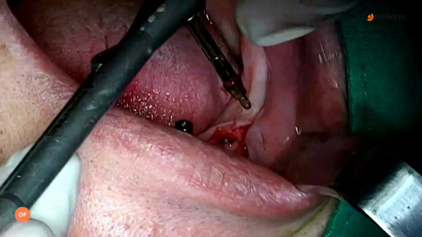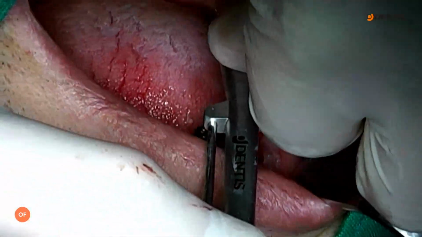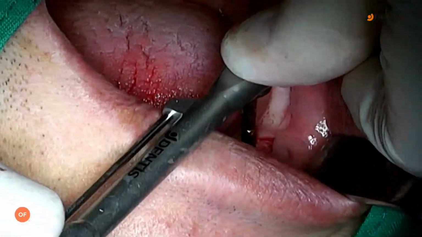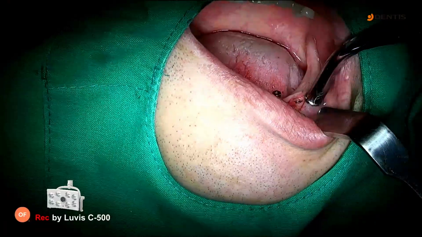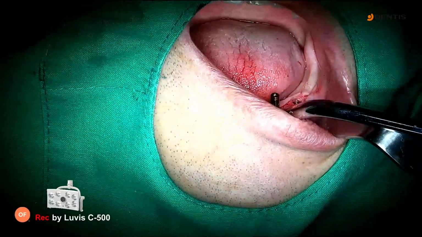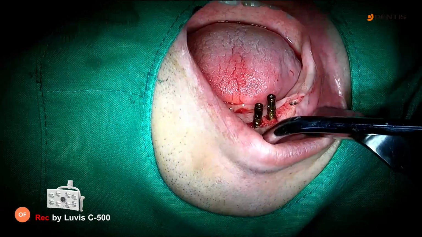Okay, from the bone, at least 1 millimeter deeper. So I checked the inferior canal, so maybe a little deeper is okay. Okay, this one is the optimal depth. So I finished the lower left side already.